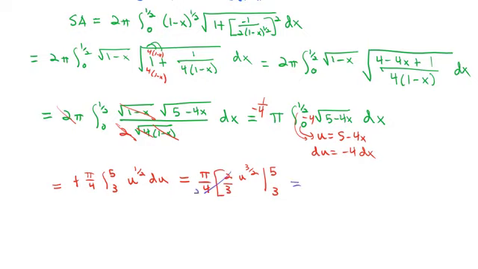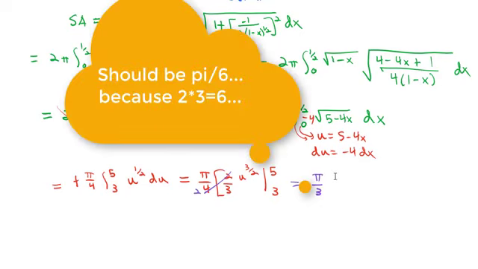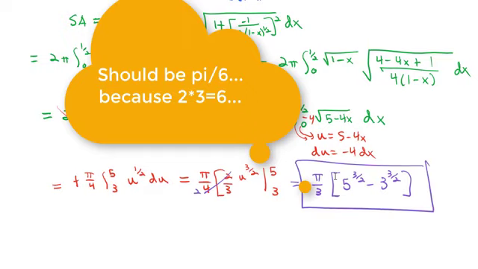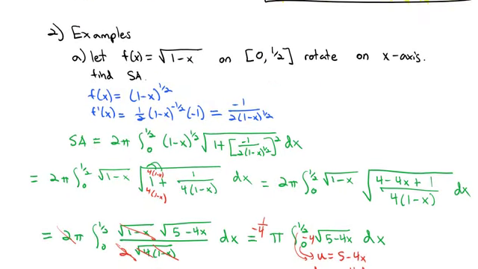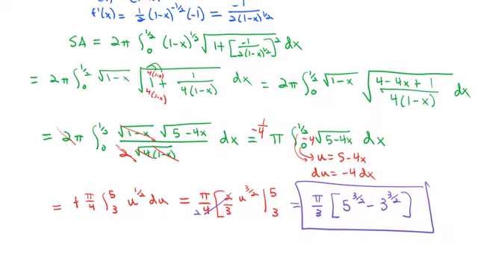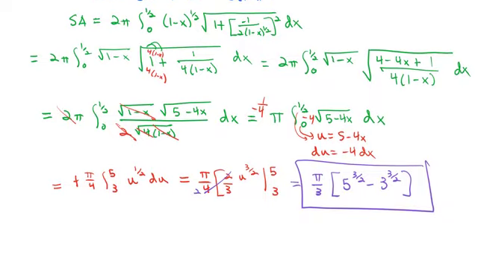2 over 4 will reduce with a 2 in the denominator. So we're left with pi over 3 times 5 to the 3/2 minus 3 to the 3/2. And this will be the surface area of our curve between 0 and 1/2 when it's rotated around the x-axis.